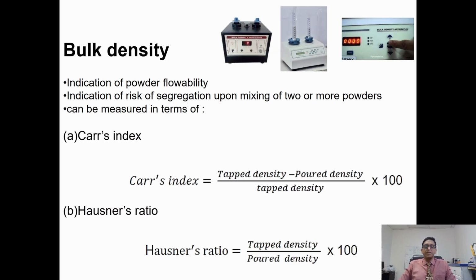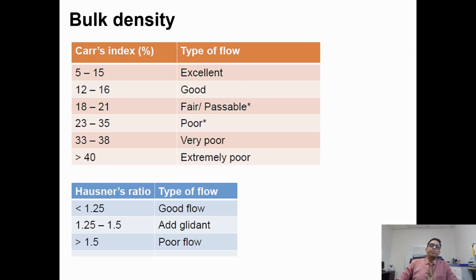Similarly, Hausner's ratio is the ratio of the tap density to the bulk density. The very important part of this analysis is the Carr's index. If you find the substance falls under 5 to 15, it indicates good compressibility or excellent flowability. Similarly, 12 to 16 represents good, 18 to 21 is fair or passable, 23 to 35 is poor flowability, 33 to 38 represents very poor, and more than 40 is extremely poor.